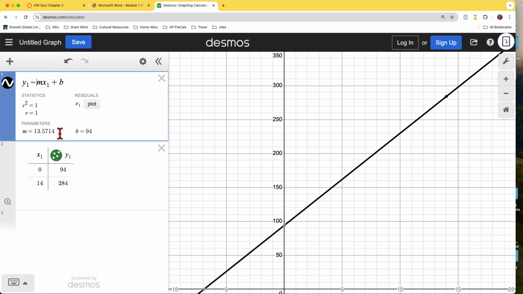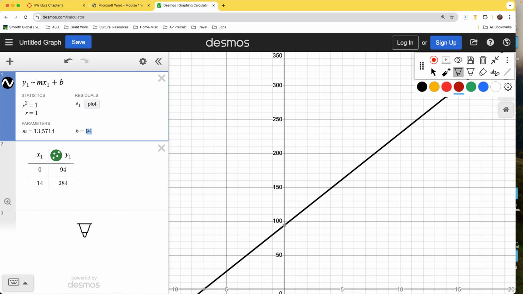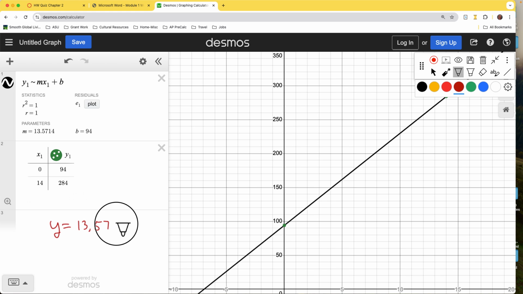Not only did it draw me the graph, it gave me the slope and the initial value here, right? It gave me my m and my b. It did all the work for me. So now I'm able to answer what the linear equation is. It's going to be y equals 13.57, I'll just round it to 2 decimal places, x plus 94.